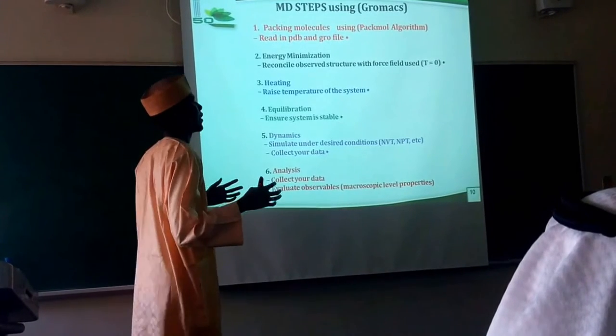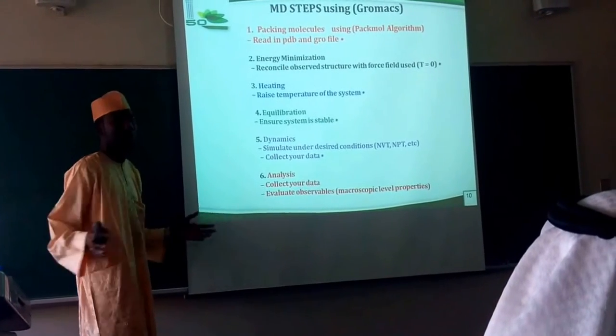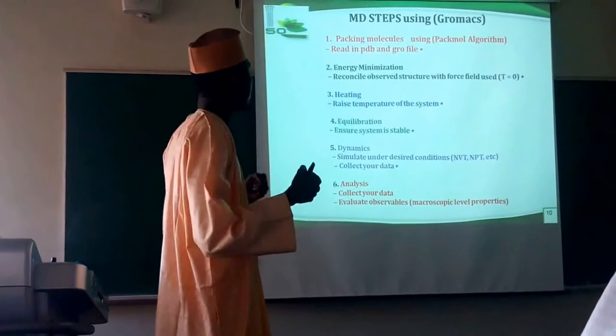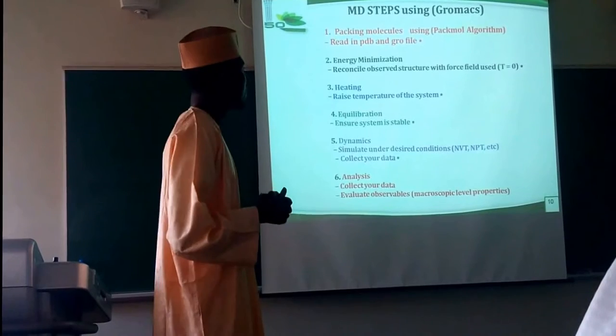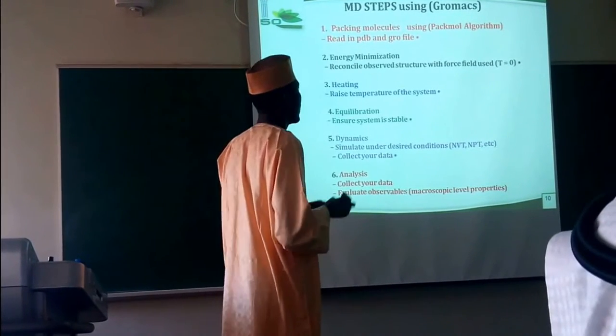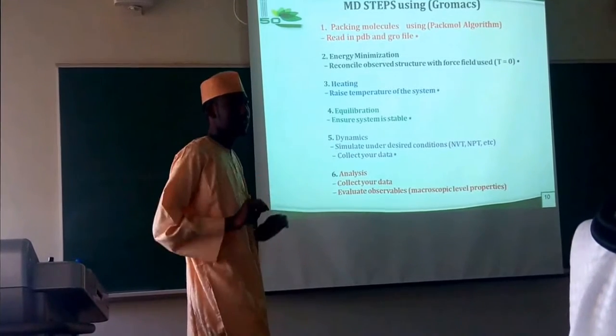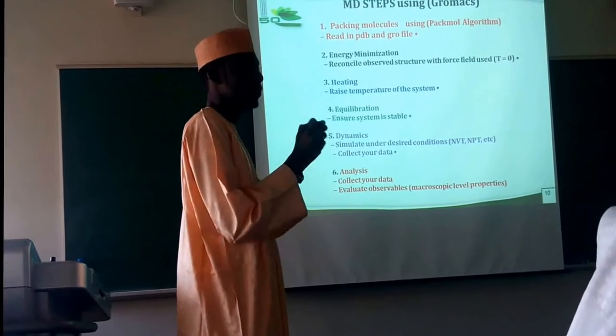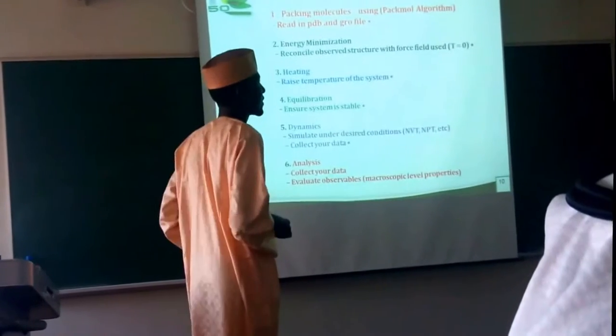Now, after initiating the structures, Packmol can only settle the structures in a box at random. Some of the structures will be too close to each other, while some of the structures will be far away from each other. So sometimes there could be very high repulsive forces. There is a need to reconcile those structures, make them aligned. So we need to reconcile the structures with the force parameters at initial temperature before heating the system.